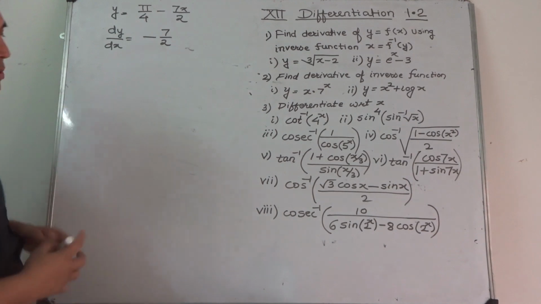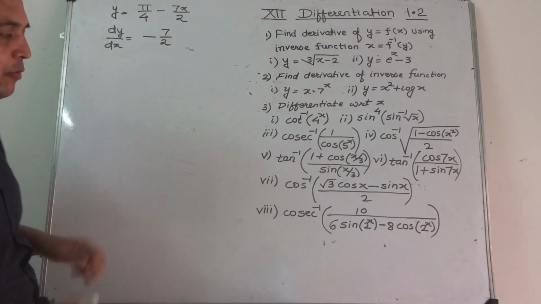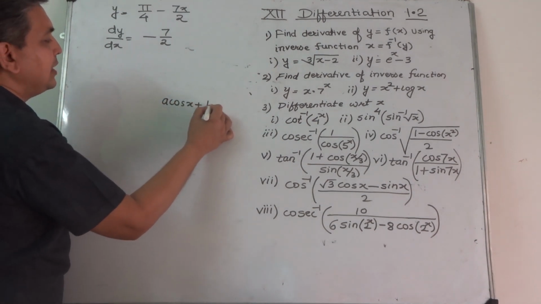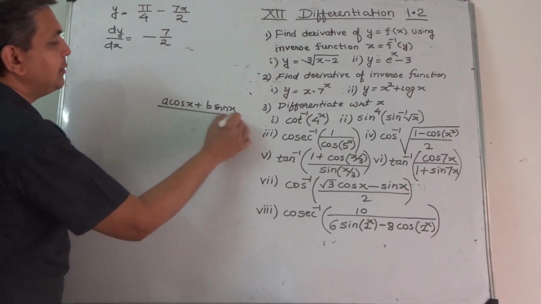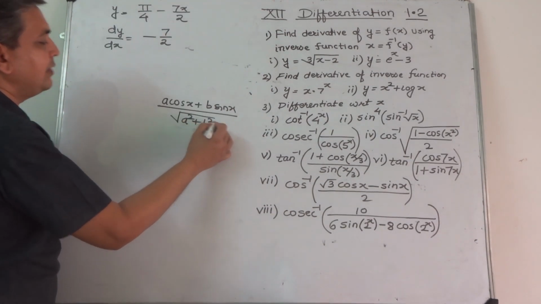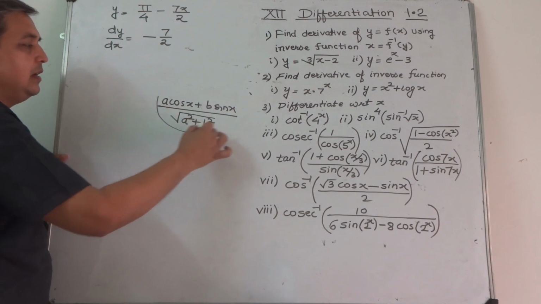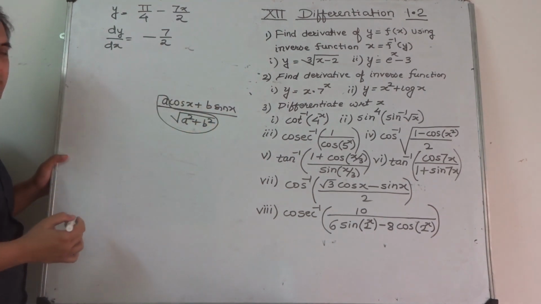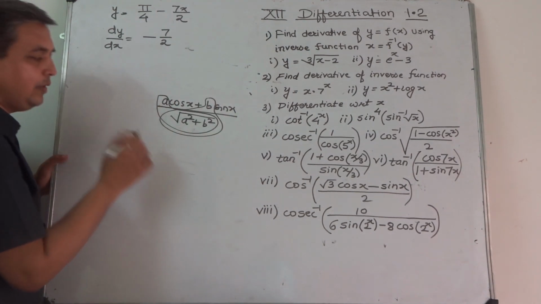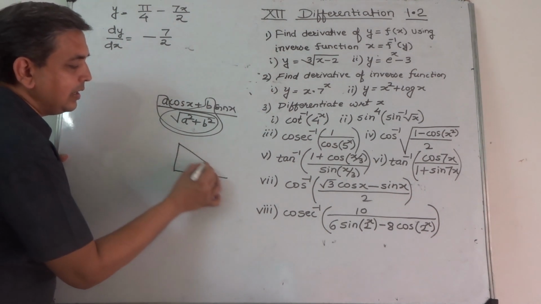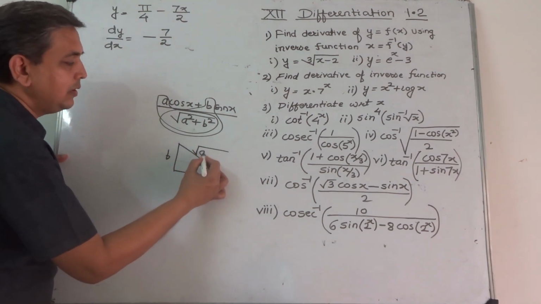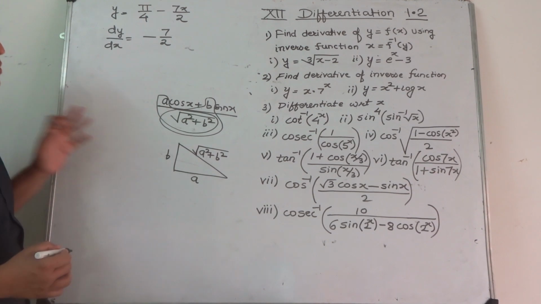Questions 7 and 8, students, they are based on some important formula. The formula says, a cos x plus or minus b sin x, if there is one term of cos x, other term of sin x, and in the denominator we have root of a square plus b square. Then see, we get this one term a upon root a square plus b square, and here we get b upon root a square plus b square. Now what do we get here? Let us draw a right angle triangle with one side a and other side b. We shall see hypotenuse is root of a square plus b square. So this is the relation.